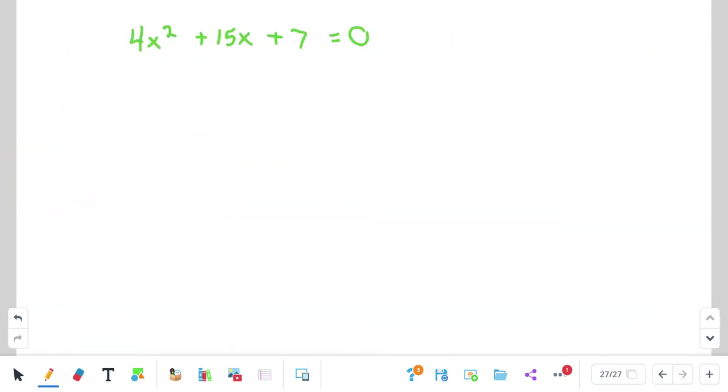This thing, oh my gosh, that looks terrible because 4 is not even going to divide into 15. So you would start out this way. You'd write that there. Then you divide everything by 4. You'd have x squared plus 15 fourths x equals negative 7 fourths.